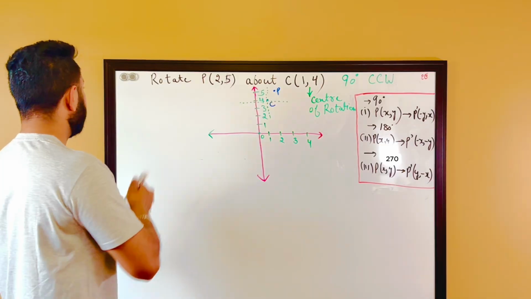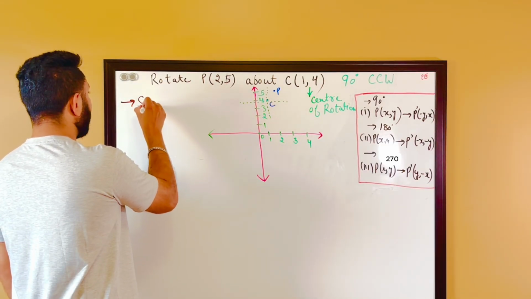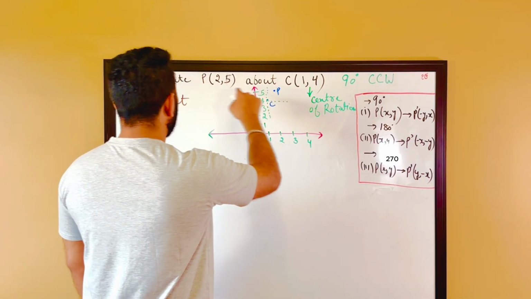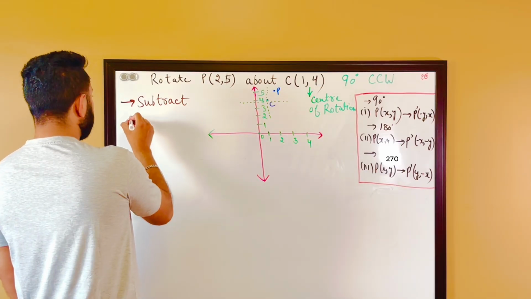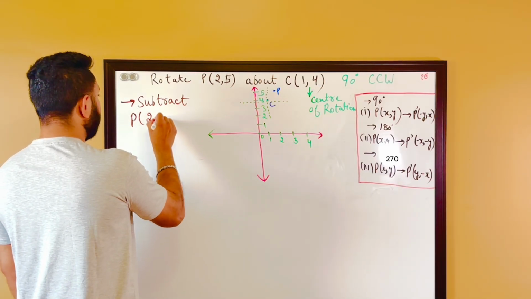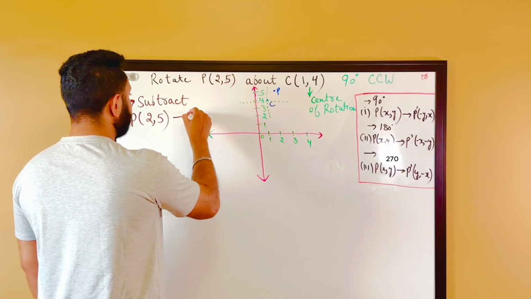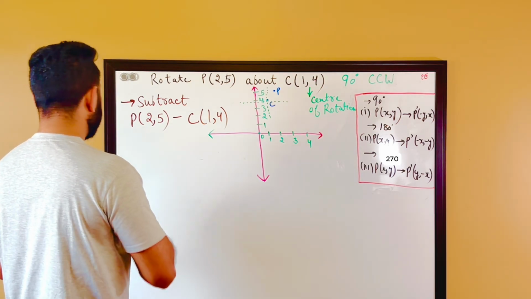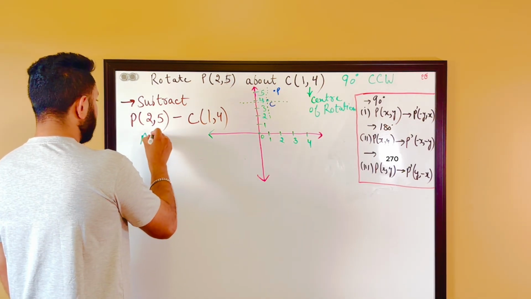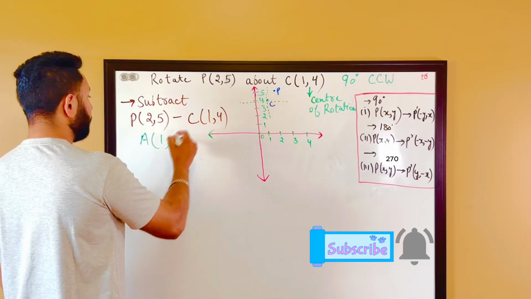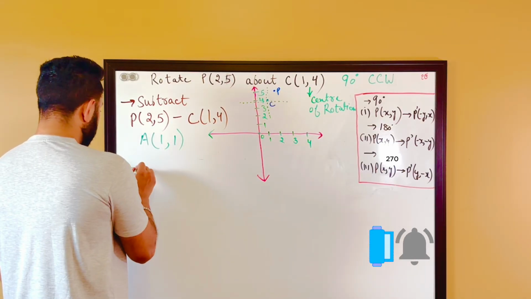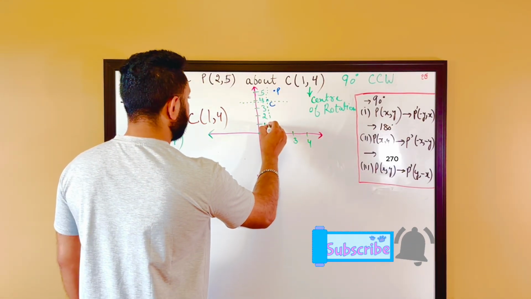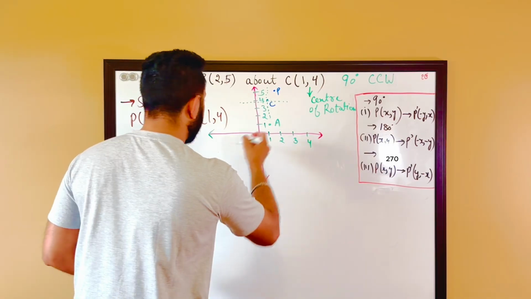So the first step is we're gonna subtract this center of rotation from point P(2, 5). So that means P(2, 5) minus C(1, 4). So our new point will be (2 minus 1, 5 minus 4), so A point will be (1, 1). So that means here, this is our A point.